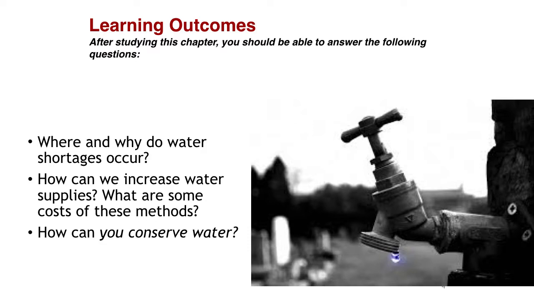In this lecture, we will be learning about where and why water shortages occur, how we can increase water supplies, and methods that we can use to conserve water. As the world's climate continues to change, owing to increasing carbon dioxide levels in the atmosphere, changes in water distribution will lead to more droughts in populated areas which previously received larger amounts of rainfall.